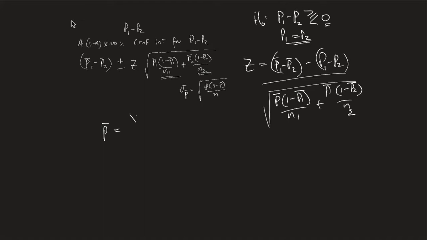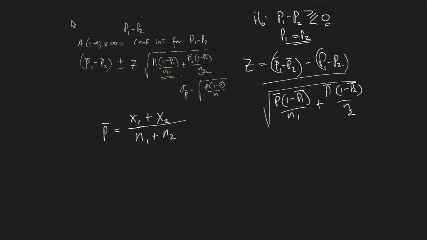So from sample 1, we would have counted x1, right? And then sample 2 would have counted x2. That is the number of observations. And then we just simply combine the two sample sizes and we get a value p bar equal to x1 plus x2 over n1 plus n2.